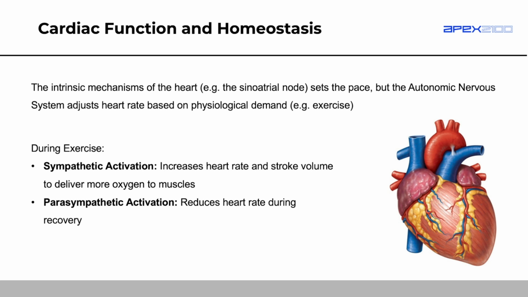But the autonomic nervous system also adjusts the heart rate based on the physiological demand. Are we exercising? Are we resting? What's our body doing? And that autonomic nervous system will help to adjust the heart rate based on exactly what we're doing. So during exercise, the sympathetic nervous system will increase our heart rate and stroke volume.